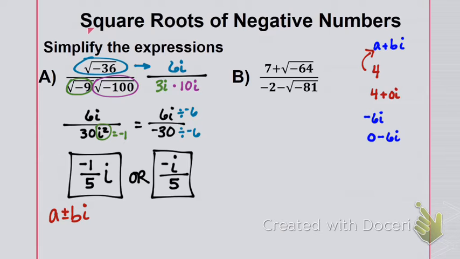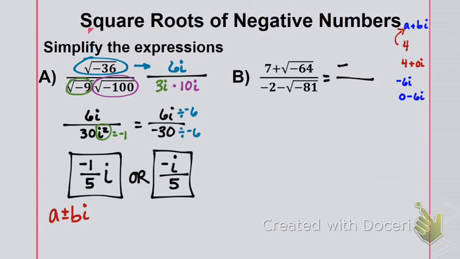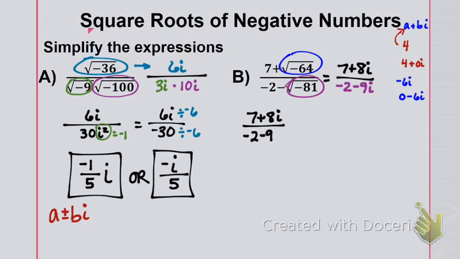All right. Example B. How can I rewrite that numerator? 7 plus 8i. Yep. What about my denominator? Negative 2 minus 9i. Absolutely. Is that written as a simplified complex number? Not entirely. So what do I still need to do to that so that we can write it as just a single complex number?